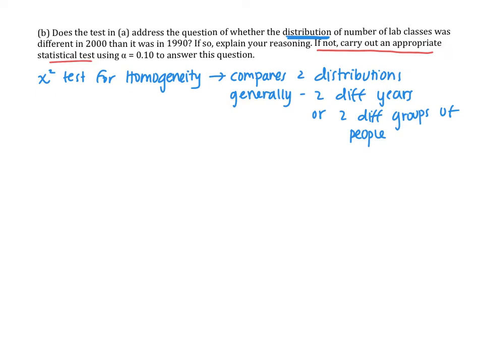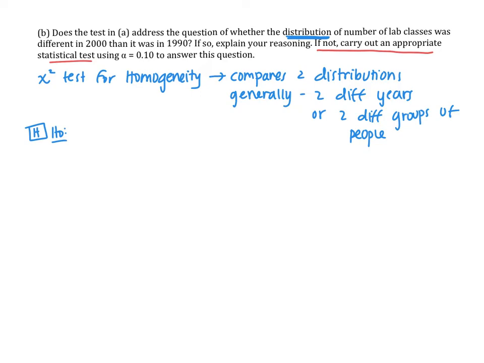Like I said before, this is carried out almost exactly the same way that a chi-square test for independence is. The only difference is your null and your alternative. That's it. If you remember, chi-square test for independence, there is no parameter. We start right at h. We are assuming no difference.